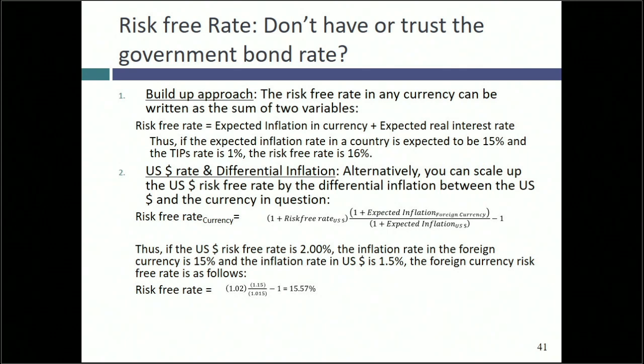So to get an Egyptian pound risk-free rate, what are the two additional numbers I have to bring into the equation? I need an inflation rate in US dollars, which is easy. You know why it's easy? Because I have the T-bond rate and the TIPS rate. T-bond rate is 1.92%. The TIPS rate is 0.6%. What's that difference? That's actually expected inflation.